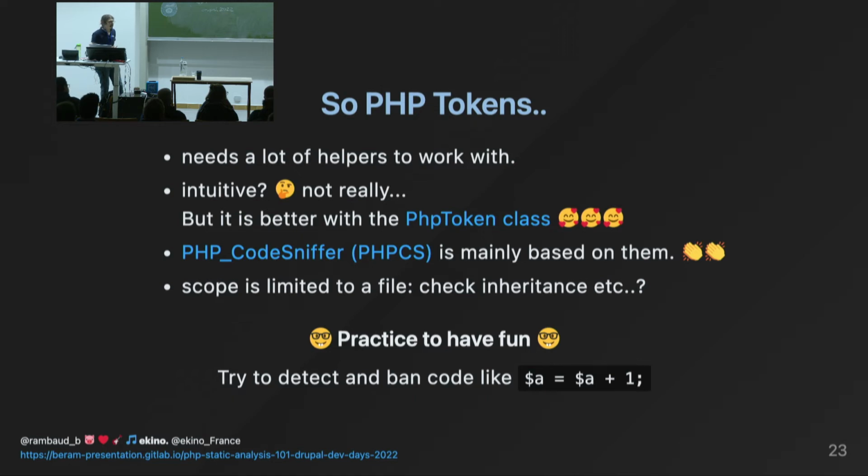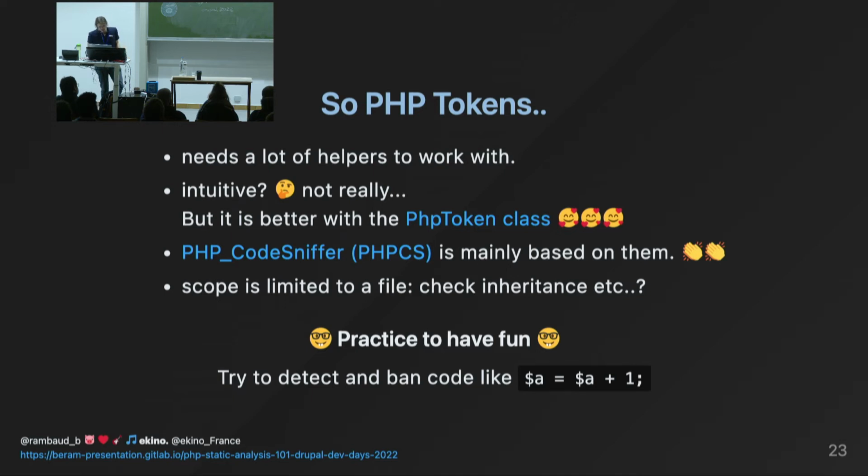And that's a bit of an issue with tokens because we need a lot of helpers with this. It's not really intuitive. It is really better with the PHP token class, but we could see that we have some limitation because we are limited to one file for the moment. So if you want to check inheritance, you can't. If you would like to contribute to PHP CodeSniffer, it's mainly based on them, so it's just as simple as that. They just have a lot of helpers. If you want to have fun later in the day, just practice with this. You see that it's not very hard to do.